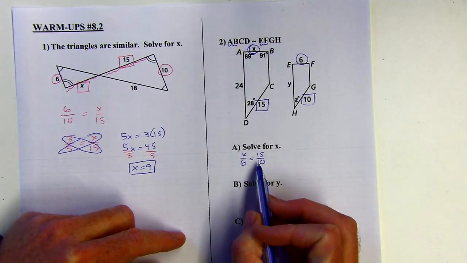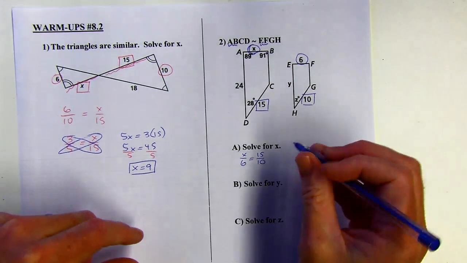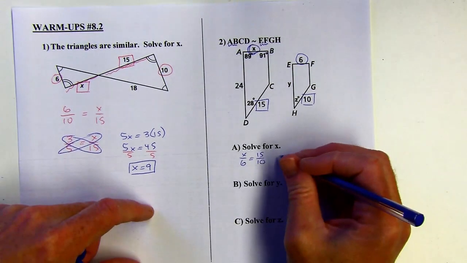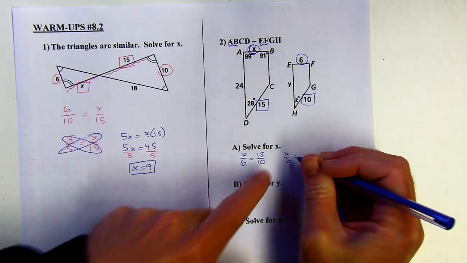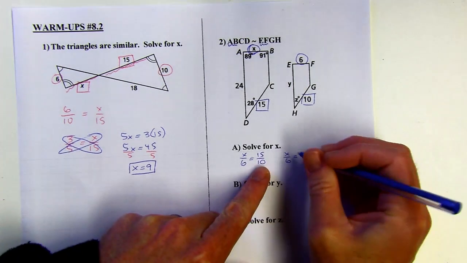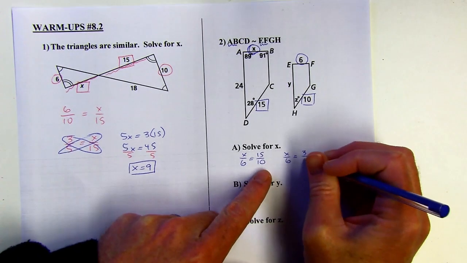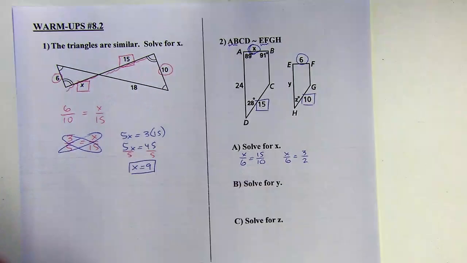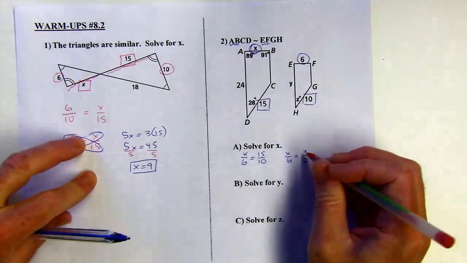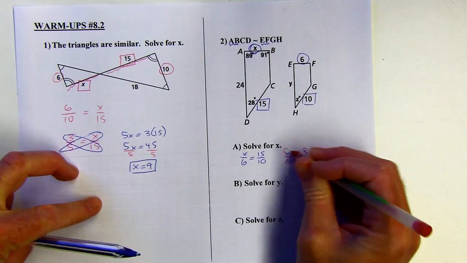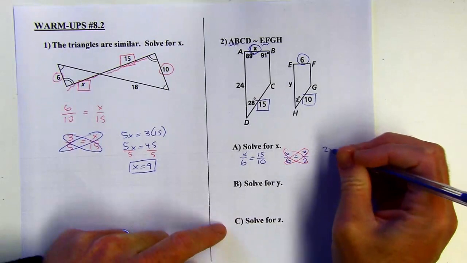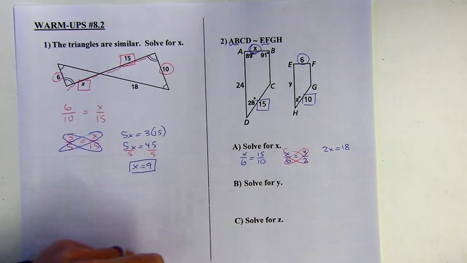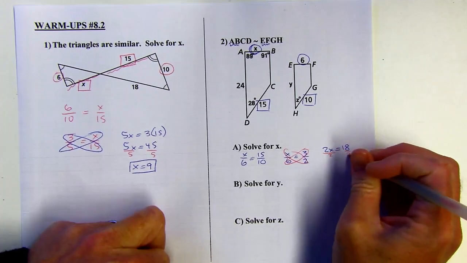You could reduce the 15/10 if you like, or you can just go straight to cross multiplying. I think I'll reduce. So 5 goes into both of those. If I divide the top and bottom by 5, I'll get 3/2. And then cross multiply. 2x is going to equal 18. Divide by 2, and x equals 9.